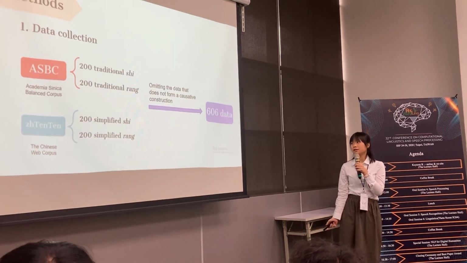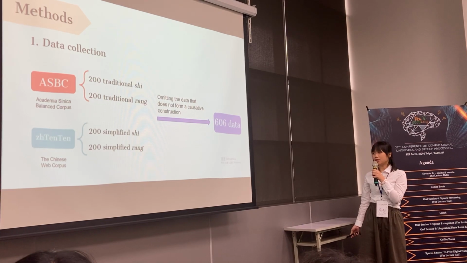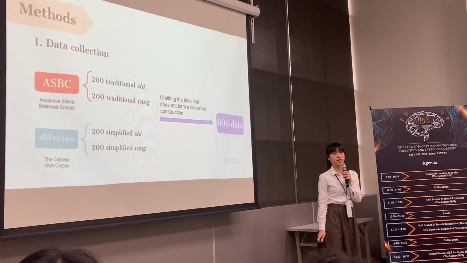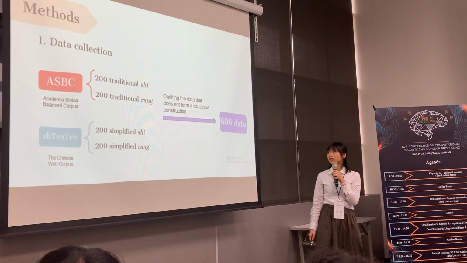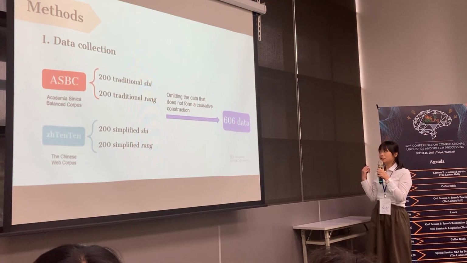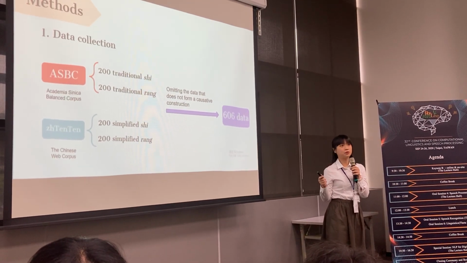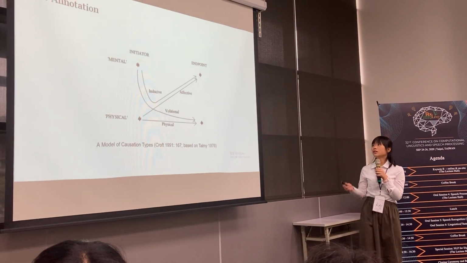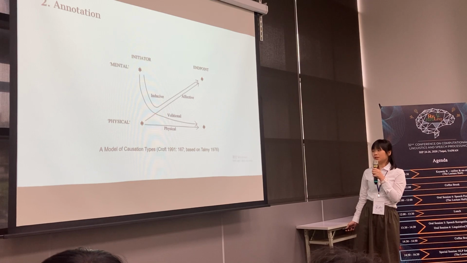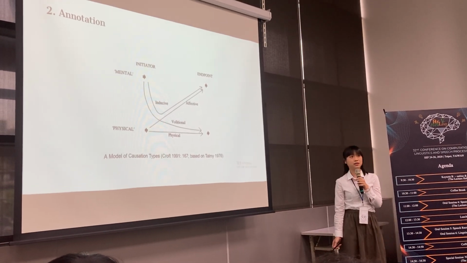We gathered our data from the Academia Sinica Balanced Corpus and the Chinese Web Corpus for traditional and simplified Chinese data, respectively. After omitting the data that does not form a causative construction, we have 606 data points to fit in the model. Next, we annotated our data. We adopt a model of causation types proposed by Croft based on Talmy.